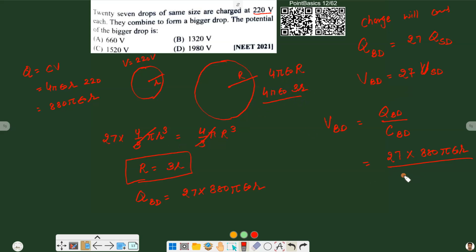So this will be 4 into 3 into pi epsilon naught r. So pi epsilon naught r get cancelled. This is 9 and this will be 27 times 2, so 18, which gives 19. Option D will be the right answer. Now moving to the next question.